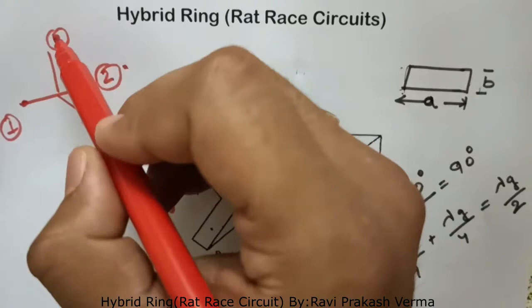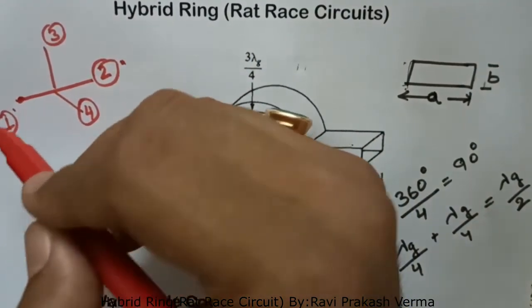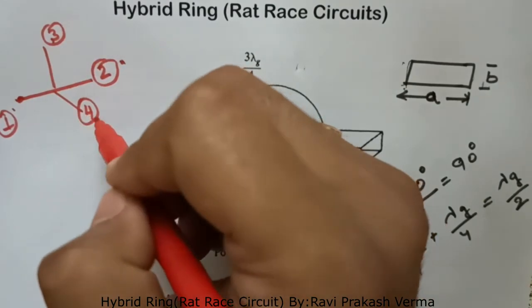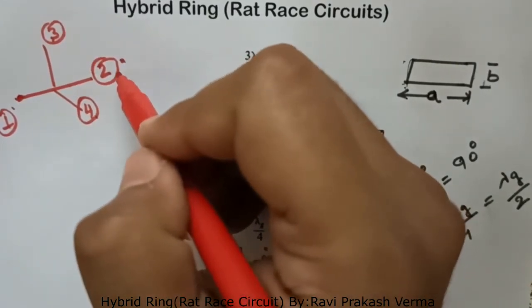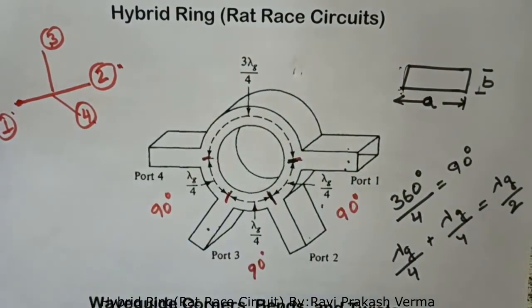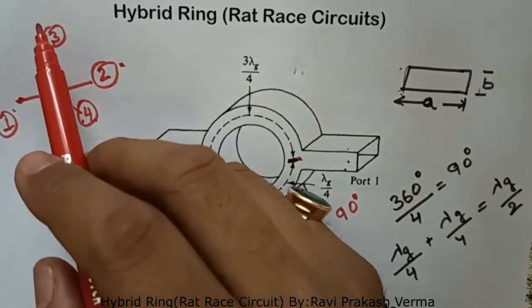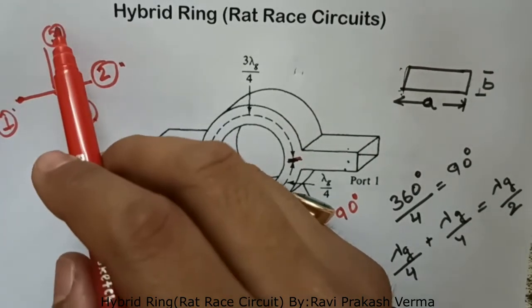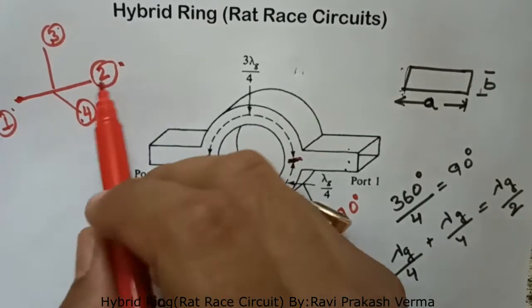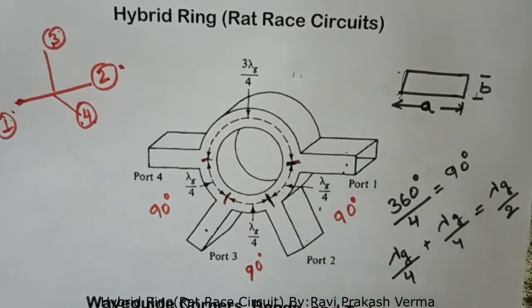Similarly, when we apply input to port 1, we will get output only at port 3 and port 4. No output will be obtained at port 2 because port 2 is a collinear arm. We will get an additive output at port 4 and a subtracted output at port 3 between these two ports.